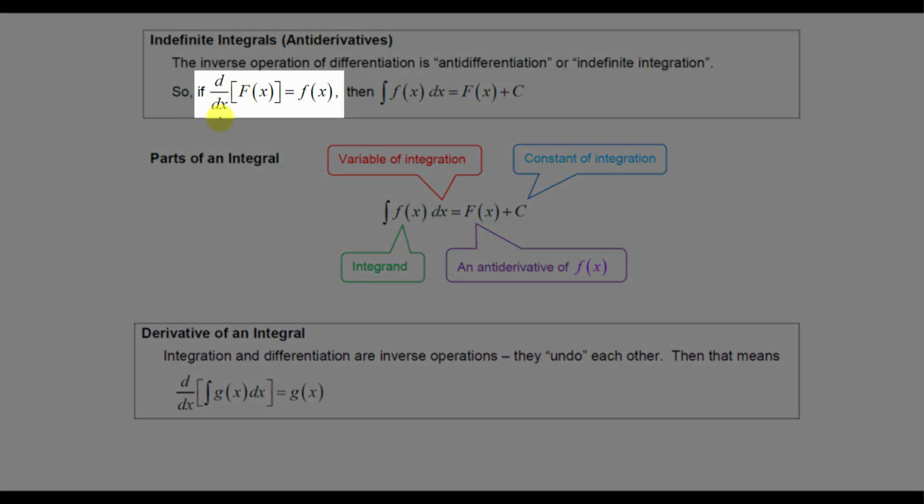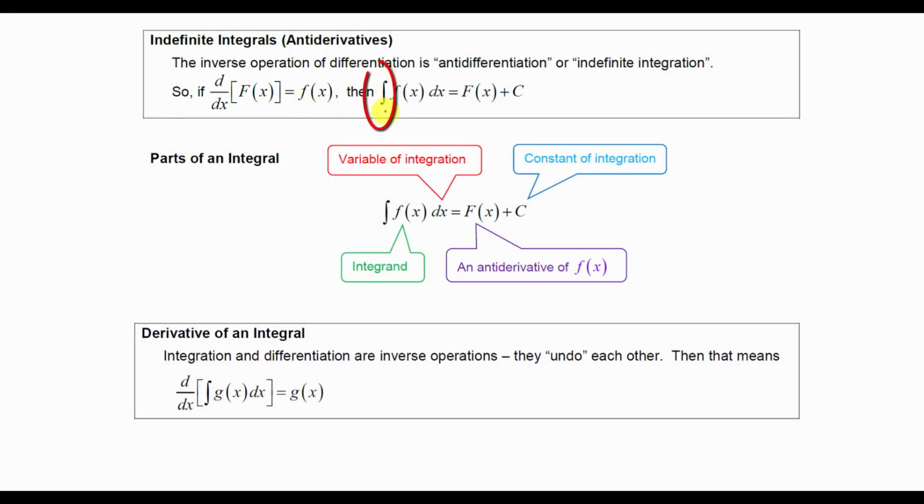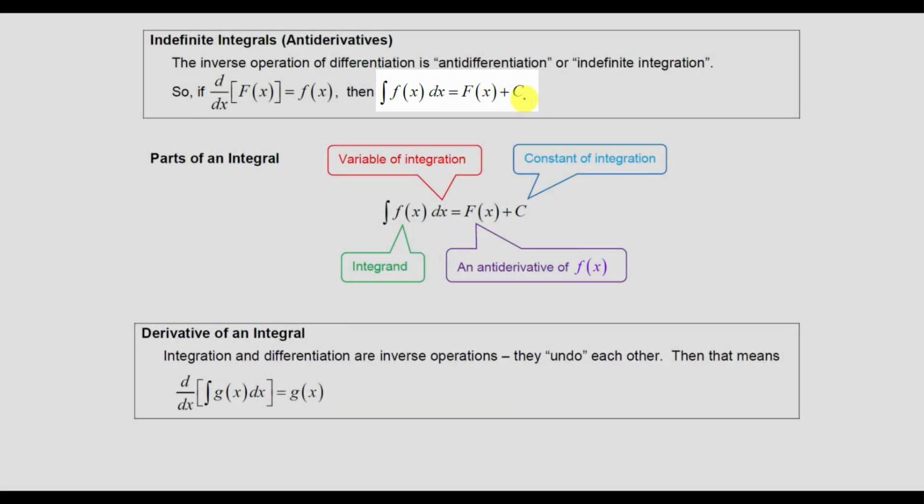So if d/dx of capital F of x is small f of x, which means the derivative of capital F of x is small f of x, then this is the notation for the antiderivative. We call it the integral. So the integral of f of x dx is equal to the antiderivative capital F of x plus any constant c.